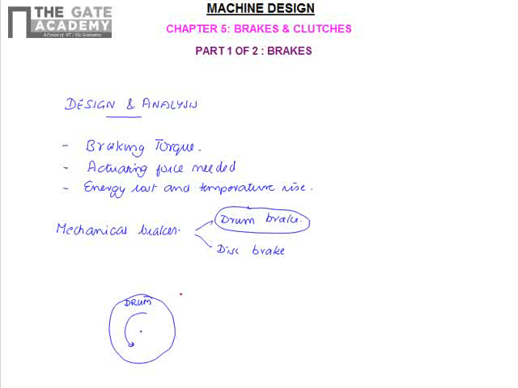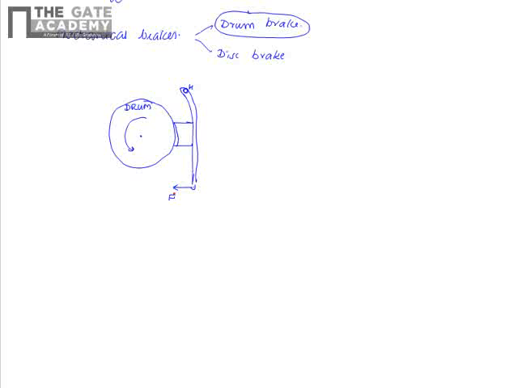H. That is, there will be a rod like this, which will be moving about a hinge H, and this will be applying force onto the rotating body by means of some shoe, and I will be applying a force in this direction F. So because of this contact between these two members, due to the friction generated due to this contact, the rotating body comes to rest. This is how the drum brake works.